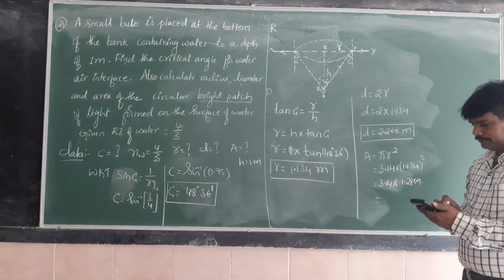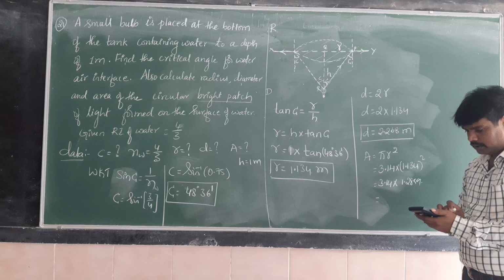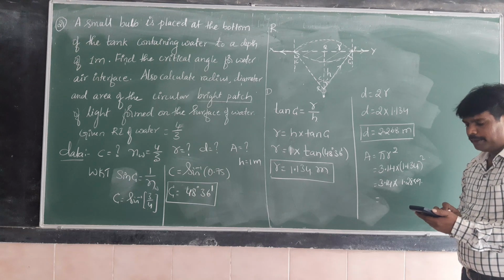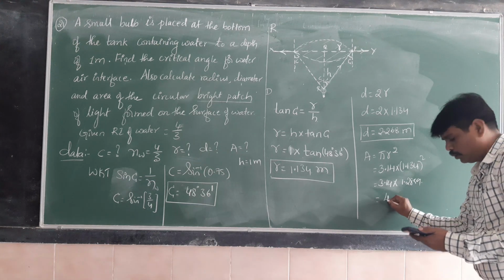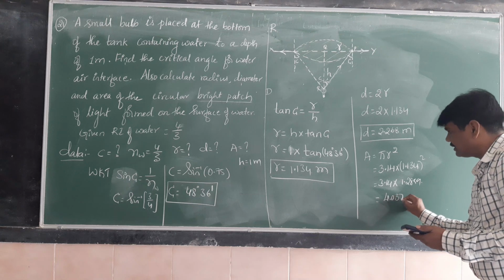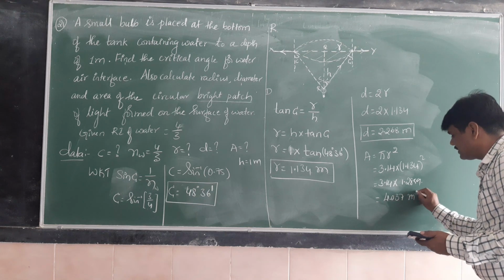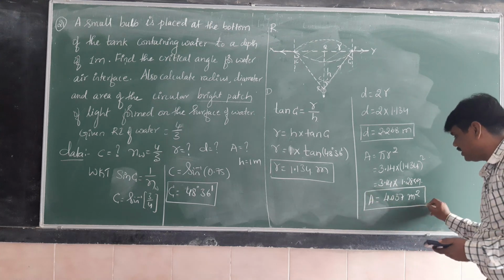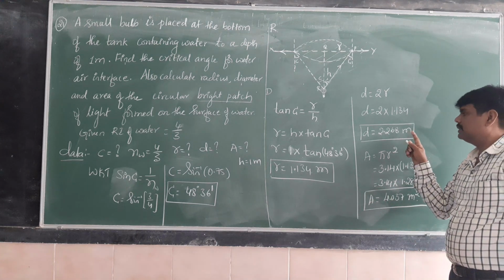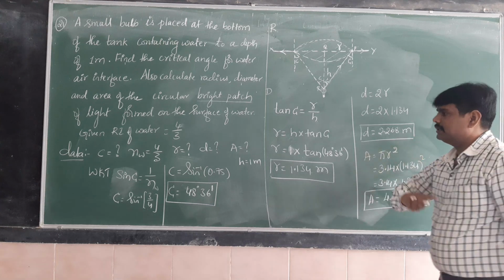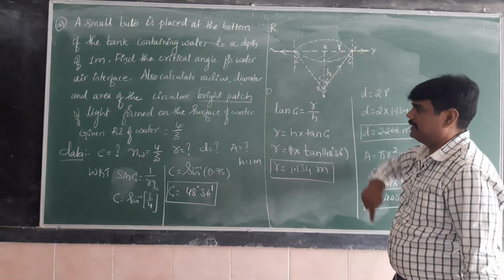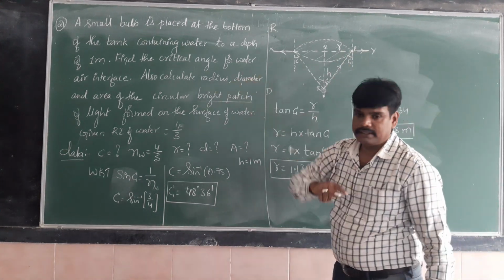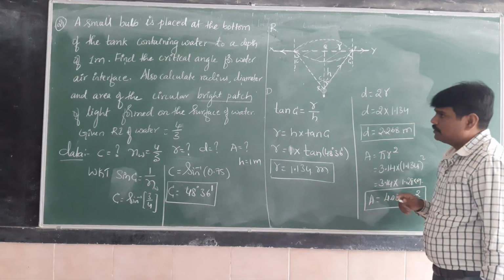Multiplied by 3.14. So 3.14 is 22 by 7. It should be 4.037 meters square, because the SI unit of area is square meter. The SI unit of the distance is meter, so radius and height are in meters, because they are given in meters. So this is the thing.